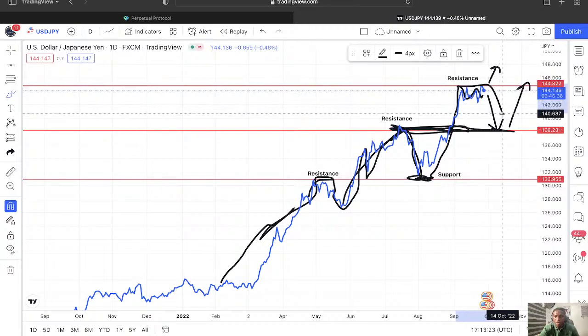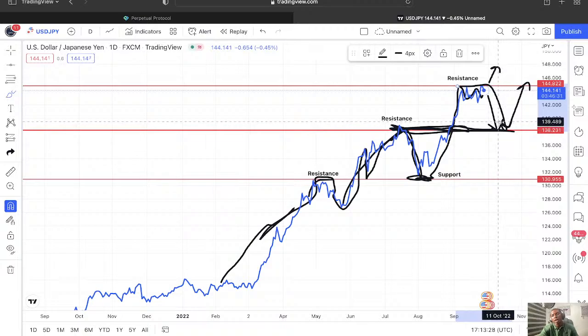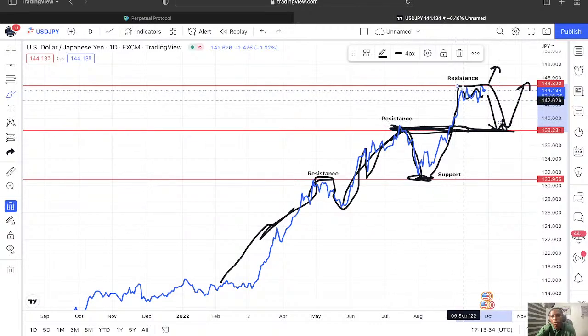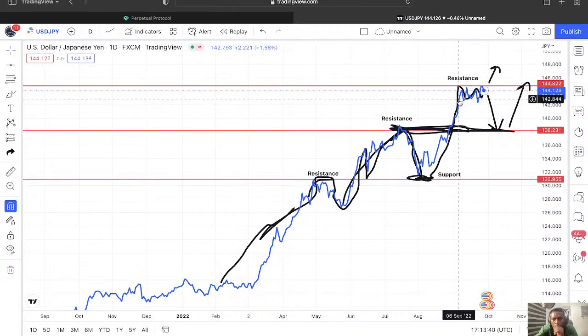Is it going to come and touch this support and resistance turned support level? That's what we're going to observe now. So let's just take off the lines that we have now, so we can see clearly.